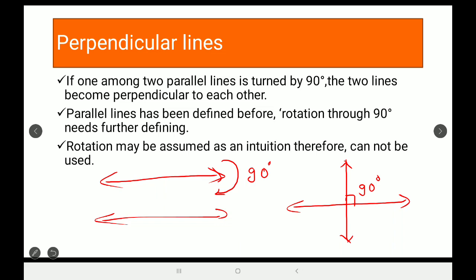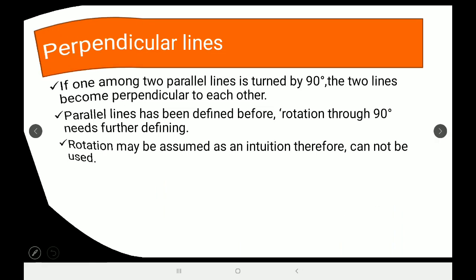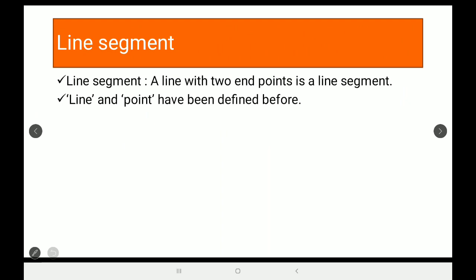So parallel line has been defined before; rotation through 90 degrees needs further defining. Okay. Now rotation may be assumed as an intuition, therefore cannot be used. Next. Line segment. A line with two endpoints is a line segment. If we consider this line AB, let's consider here one CD.